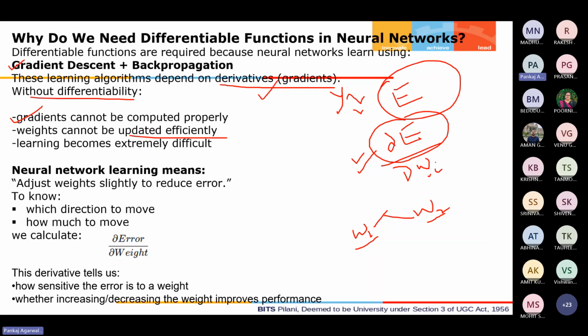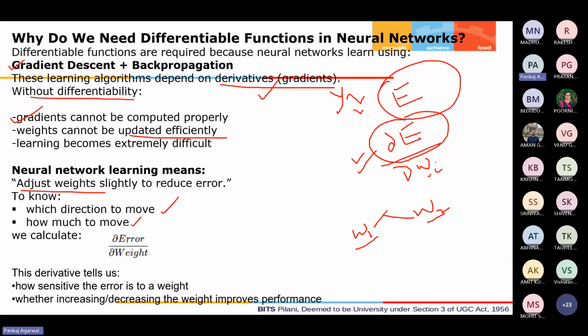So the neural network learns: it adjusts the weights slightly to reduce the error, and every neuron or weight would adjust differently. Differently means they would contribute in a different manner, right? So which direction to move first of all, and how much to move. So that is where the derivative comes into play.